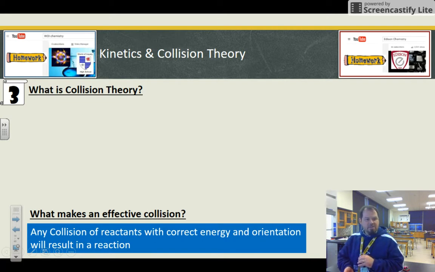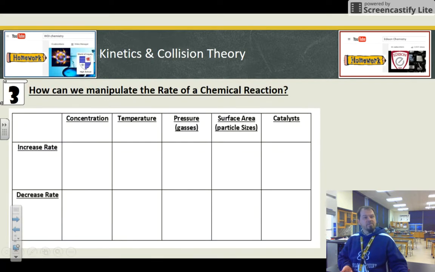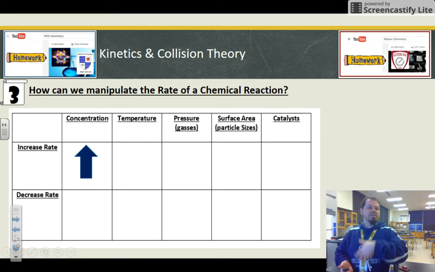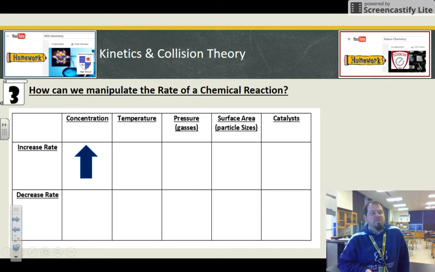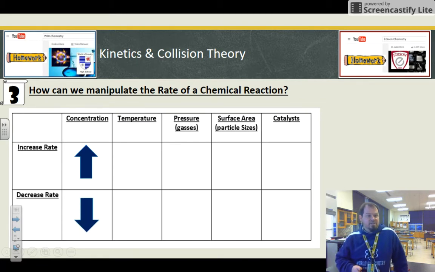What makes an effective collision? Any collision of reactants with correct energy and orientation will result in the reaction. So we need as many of those effective collisions to happen as possible. More effective collision, more reaction. Hence increased rate. These are some things that you can do to change the rate of your reaction. So if I increase the concentration, the reaction rate will increase. So is more stuff. Higher concentrated acid will react faster than lower concentrated acid. Okay. If I decrease the concentration, I will decrease the rate.